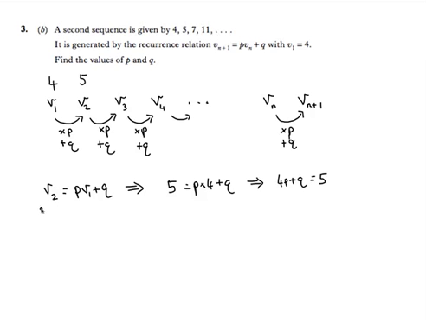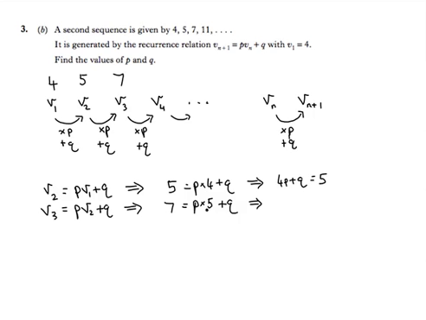Also V3, the term after V2, is obtained from V2. This term is obtained from this by multiplying by p and adding q. So p times V2 plus q, and you'll end up at V3. Now we know numbers here: 4, 5, 7 is V3. So we know that this 7, V3, we will get from this 5 by multiplying it by p and adding q.